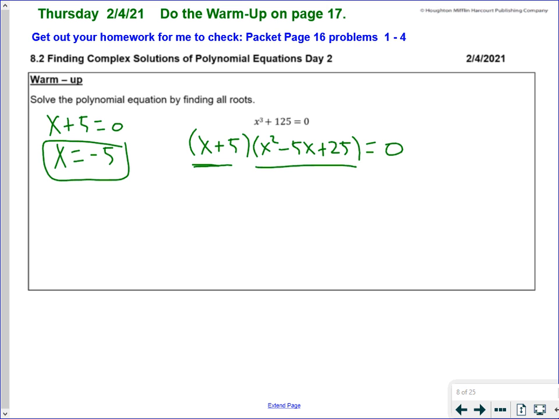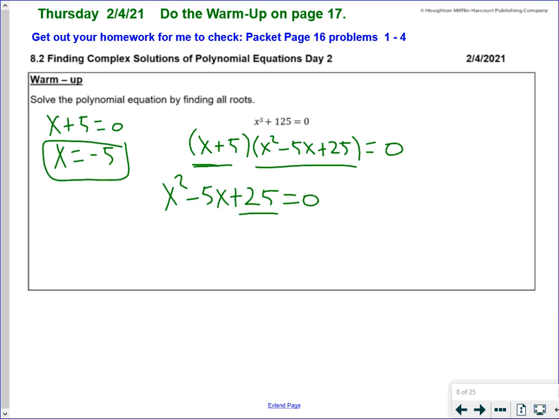And for our other factor, we have x squared minus 5x plus 25. We set that equal to 0, and we need to solve for x. We cannot factor this any more than it already is, so our only choice here is to use the quadratic formula, right? Because there's no factors of 25 that add up to give you -5, so to solve for x we have to use the quadratic formula.